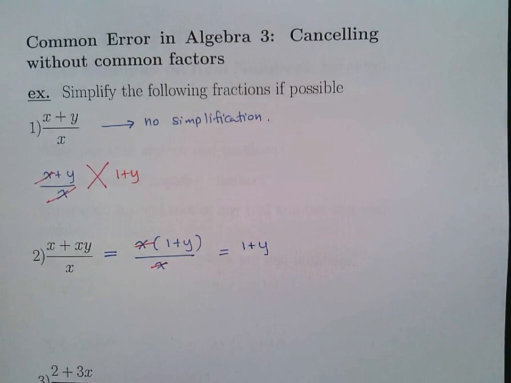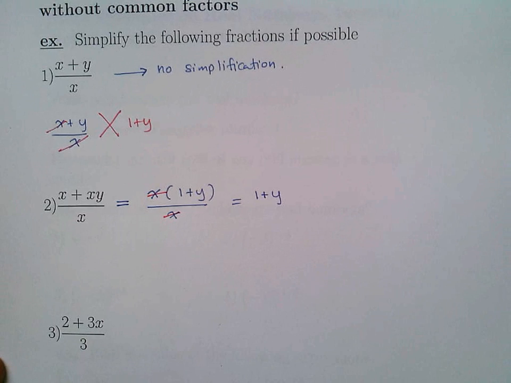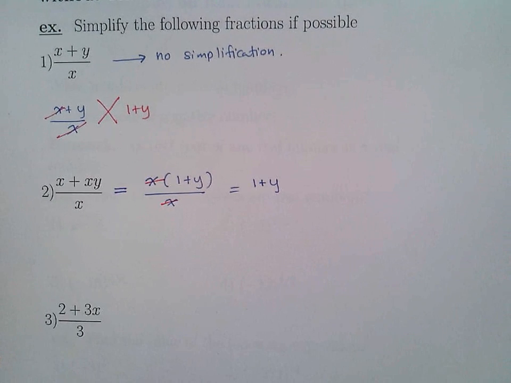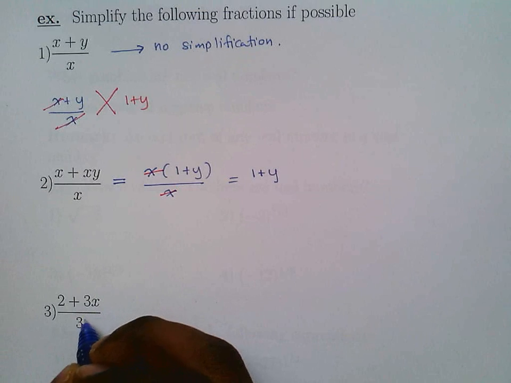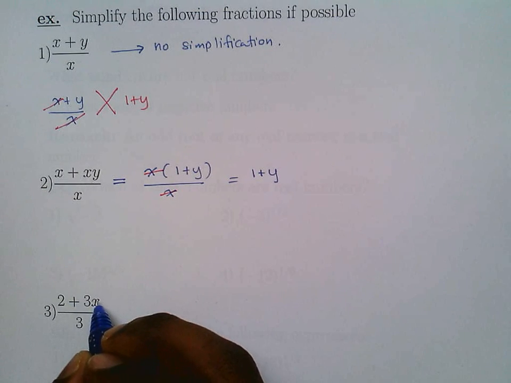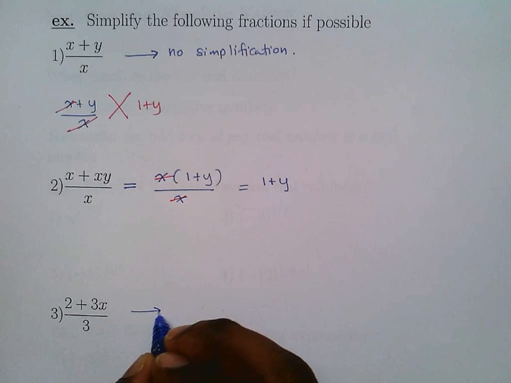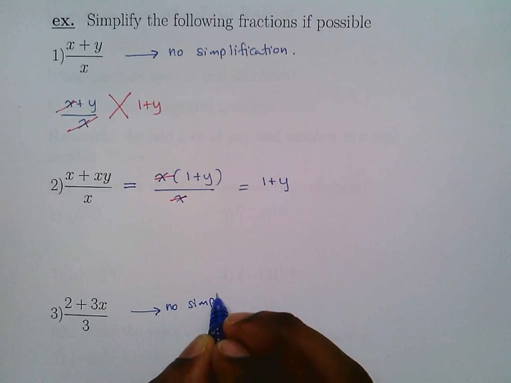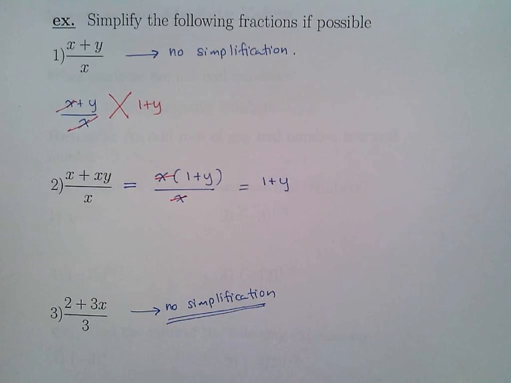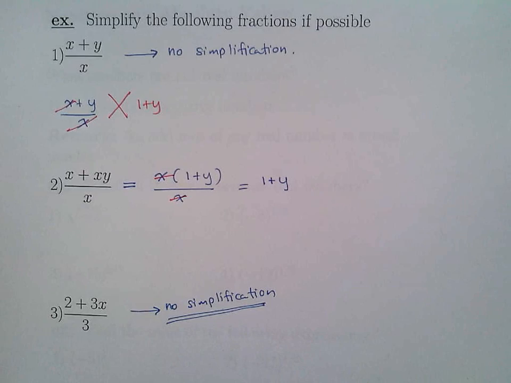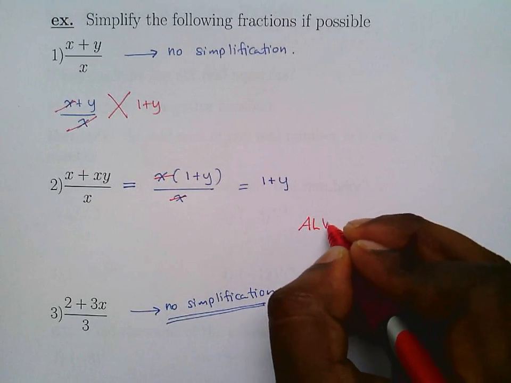Now you might be surprised how many times I see these mistakes in students' answer sheets. So just be very careful when you do these types of questions. Make sure you take the common factor out and then cancel. Now right here again you can see 3 and 3. Do not cancel it because there are more terms and there are no common factors, so there is no simplification. Okay, so remember, the story from here is always look for common factors.